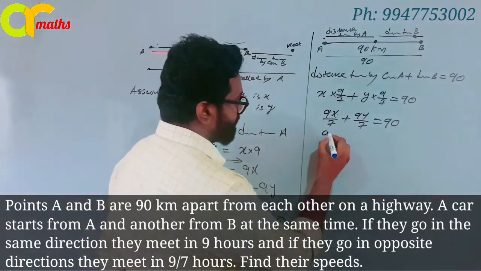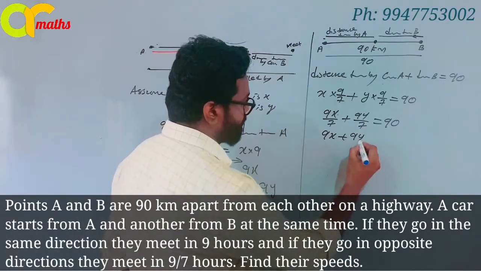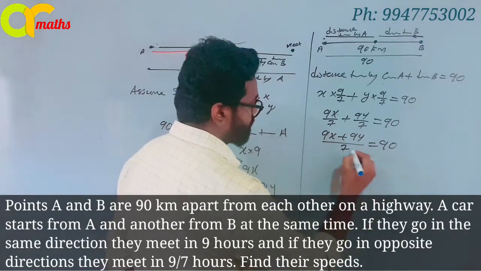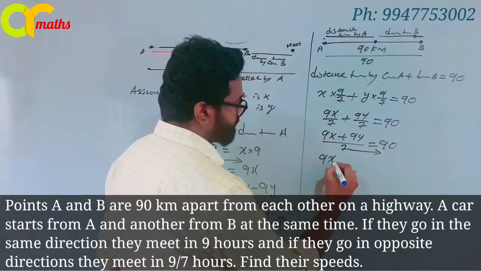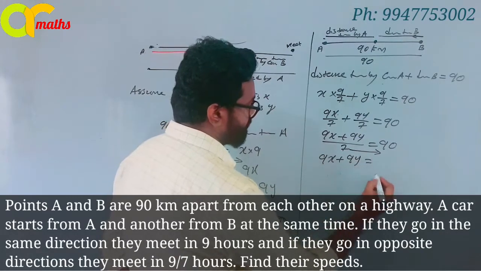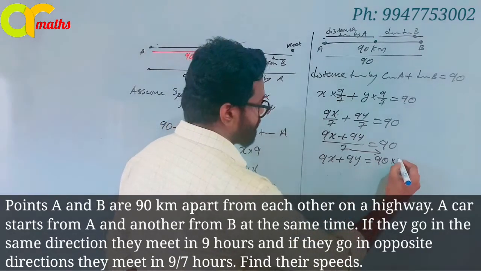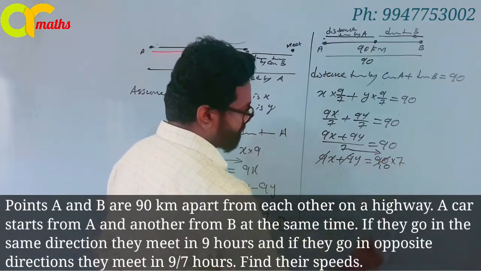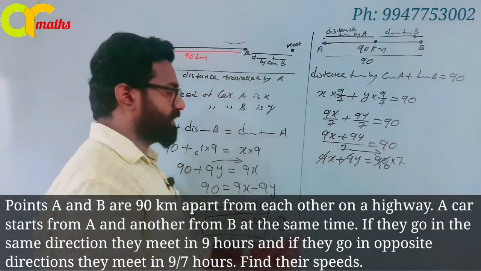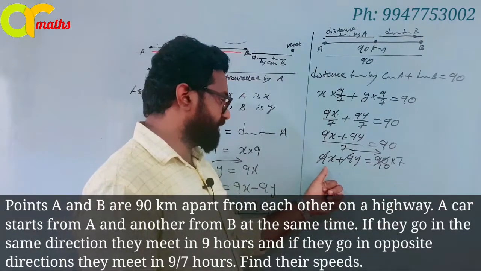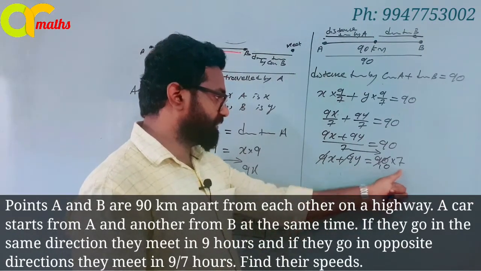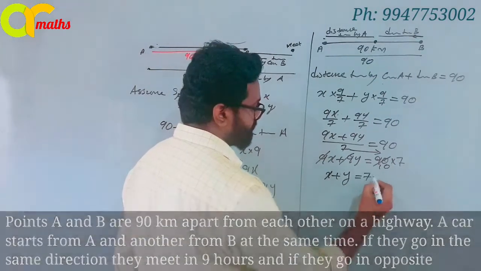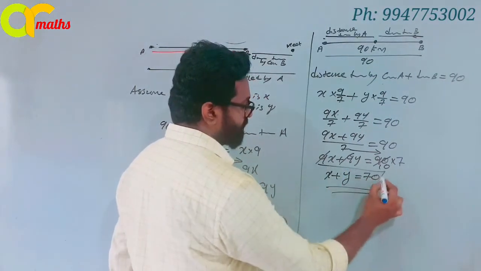By simplification, 9x plus 9y divided by 7 equals 90. Then 9x plus 9y equals 90 into 7. You can cancel 9, 9, 9. Ready? Both sides divide by 9. So 1x plus 1y equals 10 into 7, that is 70. So x plus y equals 70. You got the second equation.